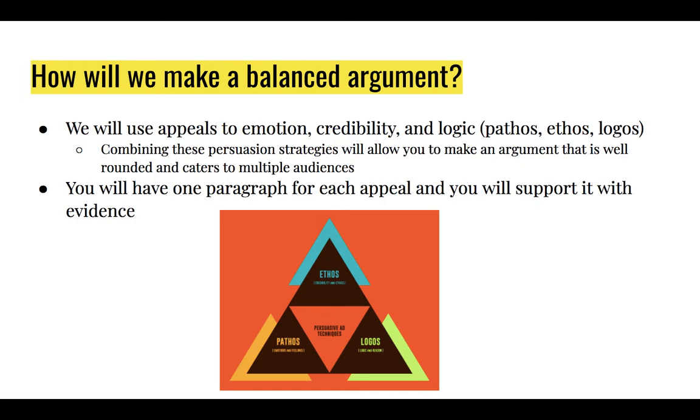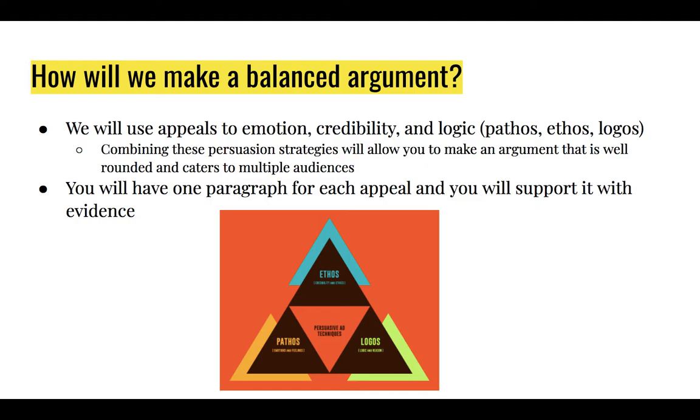Okay. So, like I said, you have those appeals to those three factors, and that is because combining these persuasion strategies will allow you to make an argument that is well rounded and caters to multiple audiences. So that is the most important part: that it is well rounded and that it is for multiple audiences. Because maybe some people are just receptive to pathos, maybe others are receptive to pathos and logos, but not ethos. Maybe somebody needs to be receptive to all three of them in order to actually feel persuaded. So we're trying to cover as much ground as possible with this essay by appealing to these three factors of emotion, credibility, and logic.